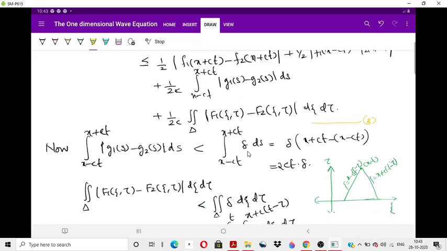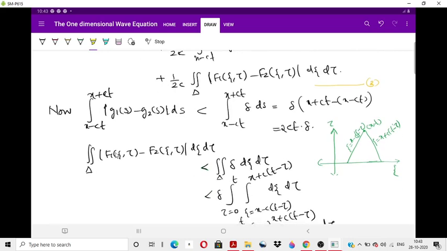So this is delta into ds, that is delta into s from x minus ct to x plus ct. So applying the limits, we have delta into x plus ct minus x minus ct. So it will be 2ct into delta. Now we have to calculate the double integral.